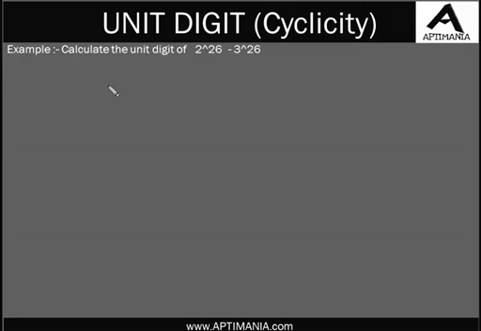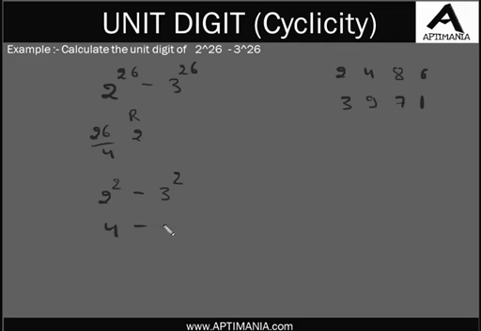Now next example is, we need to calculate the unit digit of 2 raised to power 26 minus 3 raised to power 26. Right? Now we know that the cyclicity of 2 is 2, 4, 8, 6 and that of 3 is 3, 9, 7, 1. Right? So we will divide these powers by 4 and look for the remainder. The remainder in this case would be 2. So the question simply is 2 raised to power 2 minus 3 raised to power 2. Right? Now this is 4 minus 9.